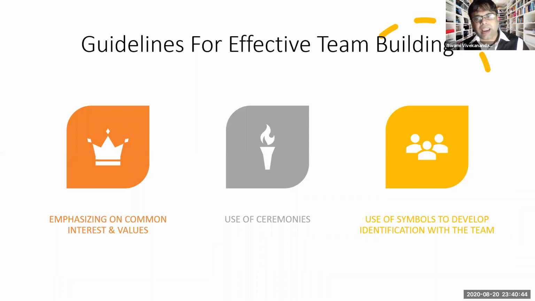So there are some guidelines for developing an effective team. Number one is emphasizing the common interest and the values. That is very important, that we have already discussed. If the group has a common interest and we are emphasizing that, it's not an individualistic job. It's a common interest that all of us have to work together to fulfill this group objective. So that is the shared objective.